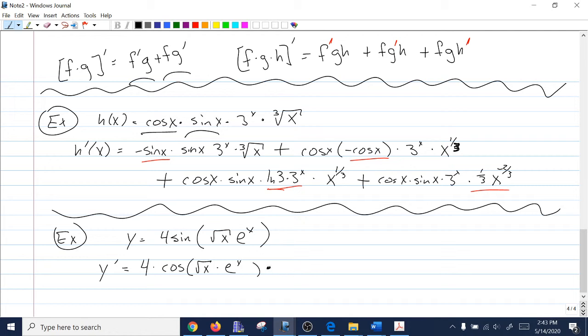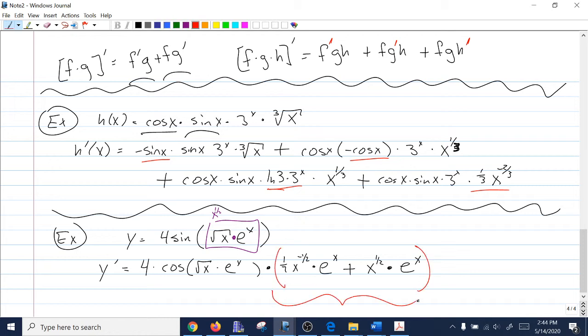Times, now I need to take the derivative of the inside. So now I turn my goggles to this. How do I take the derivative of this? This thing is something times something. So it's going to be the product rule to take the derivative of the inside. This is a product rule inside of a chain rule. How do I do that product rule? I need derivative of the first. Derivative of x to the 1/2 is 1/2 x to the negative 1/2 times leave the second alone, e to the x, plus leave the first alone, x to the 1/2, times derivative of the second is e to the x. Here's our answer, except I need parentheses here.